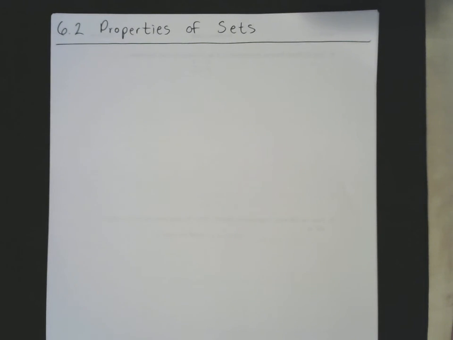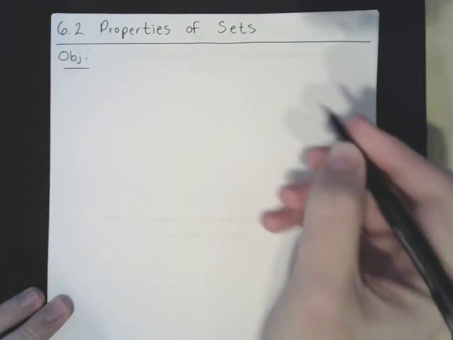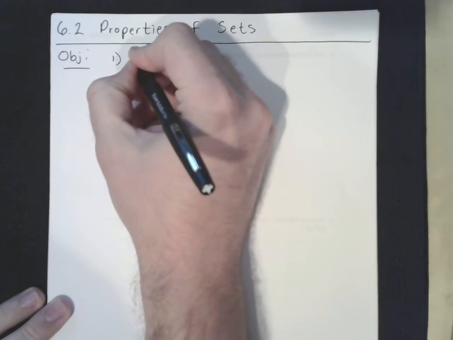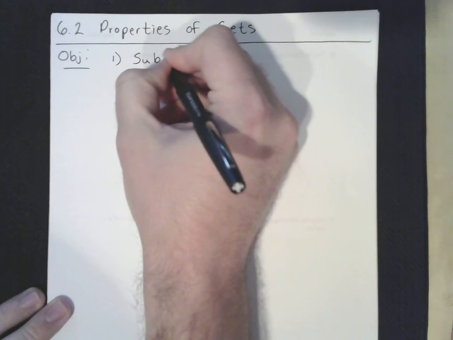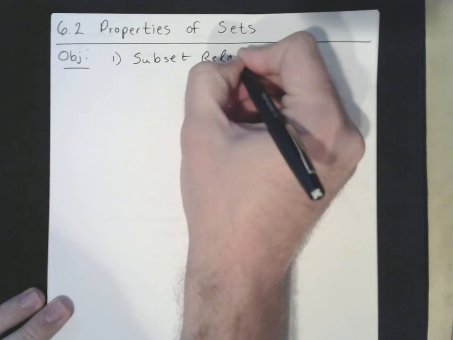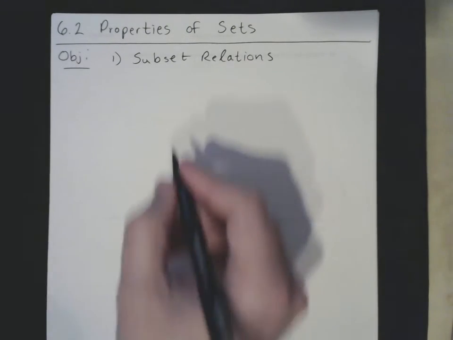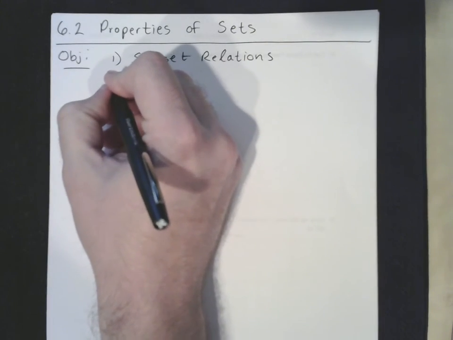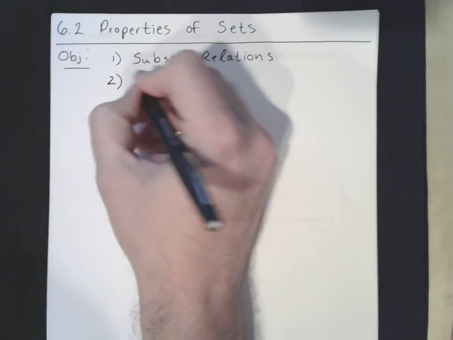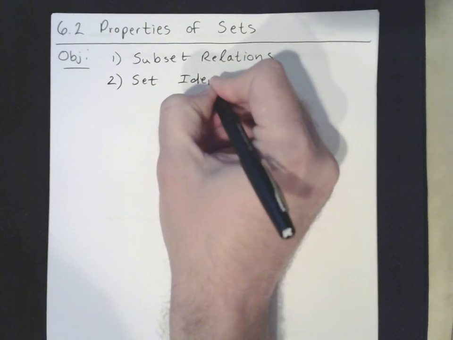Section 6.2 now is what we're on. So this is about properties of sets. We have 4 things to talk about. The first is some subset relations. There's going to be a couple properties about subsets specifically. And then we're going to list out a whole bunch of set identities.